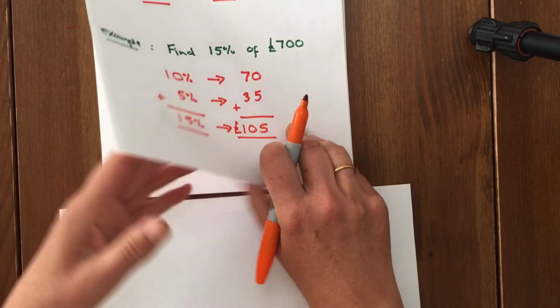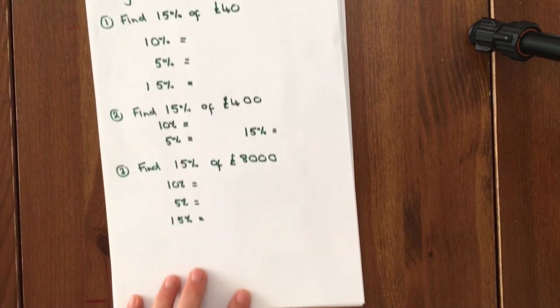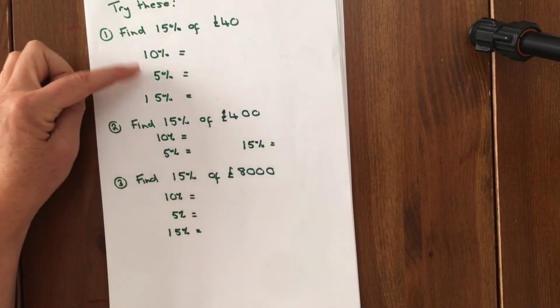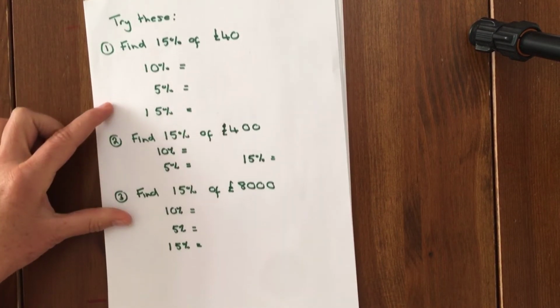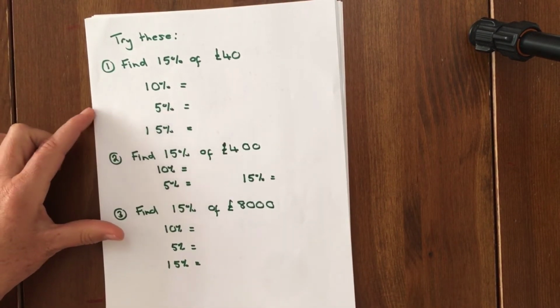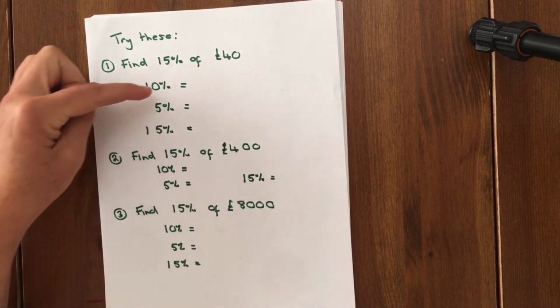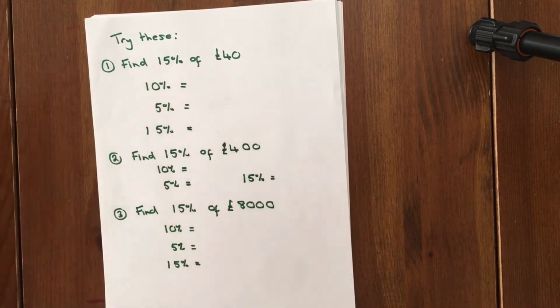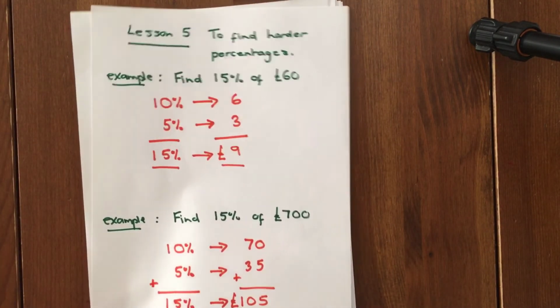Okay, so you're going to have a go now at these 3 questions, and I've set the work out for you. Okay, so you're going to try 1, 2, 3, and pause the video and set it out the same way, 10%, 5%, 15%. So set it out exactly like I showed you in my examples.